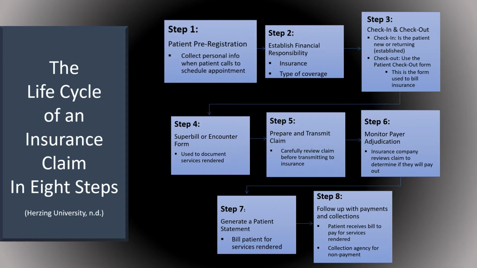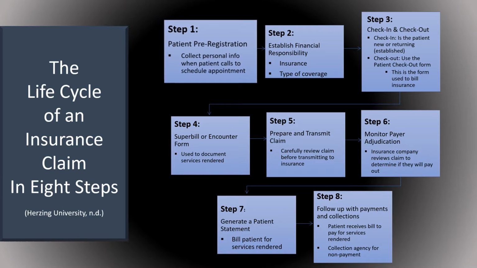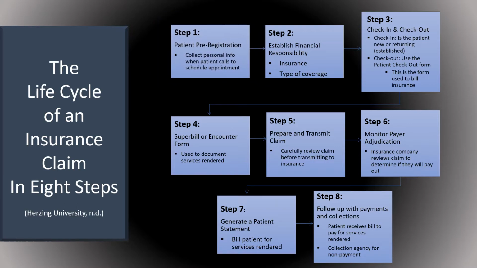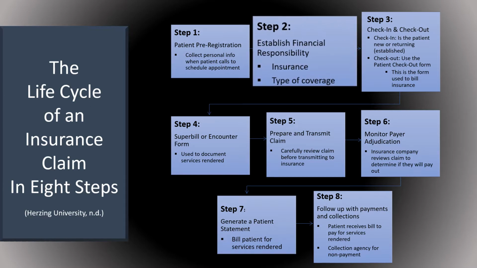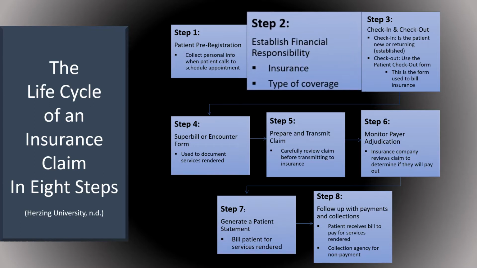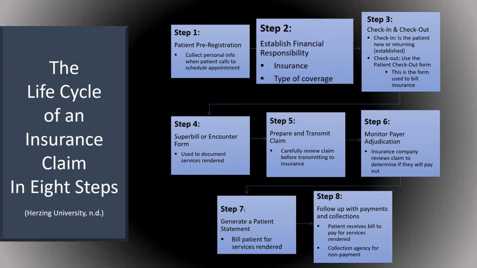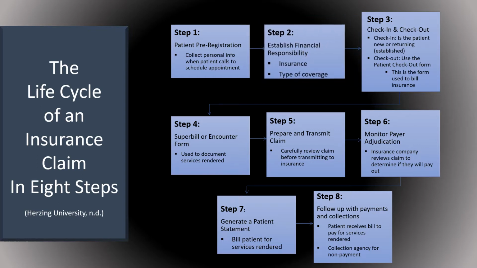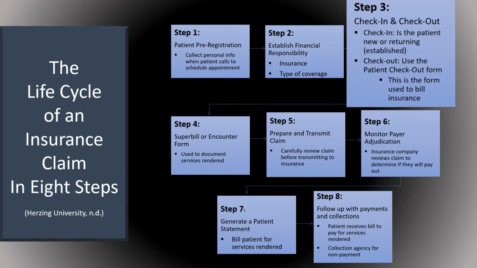Step 1 involves pre-registering the patient, and this happens when the patient calls to schedule their appointment. Here's where we're going to gather some personal information about the patient. In step 2, we will establish financial responsibility. This is where we'll find out who will be paying for the patient's medical services. If the patient has insurance, what does the insurance company cover, and what will the patient be responsible for on their own? During step 3, while checking the patient in, we will determine if the patient is new or established.